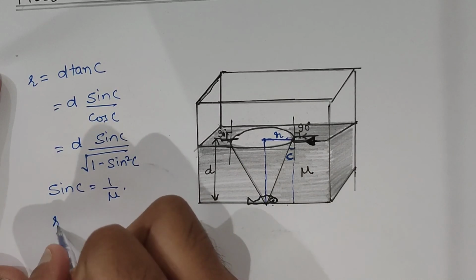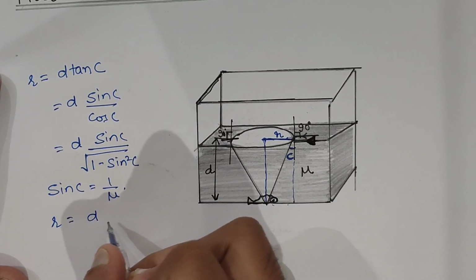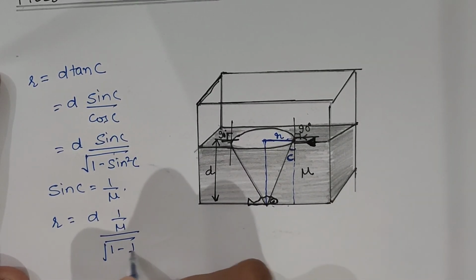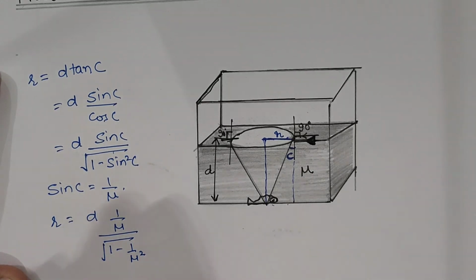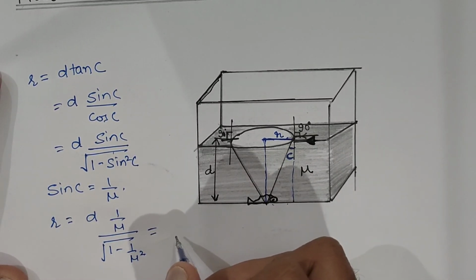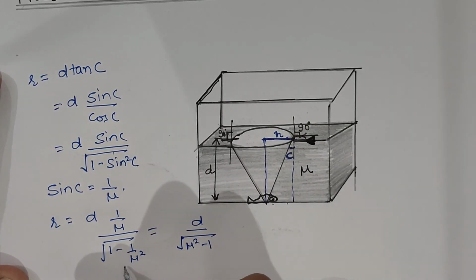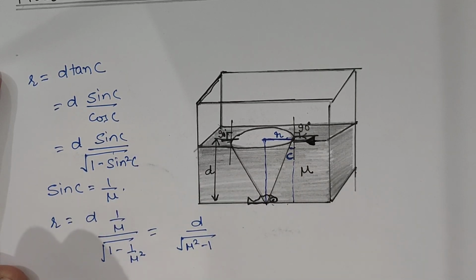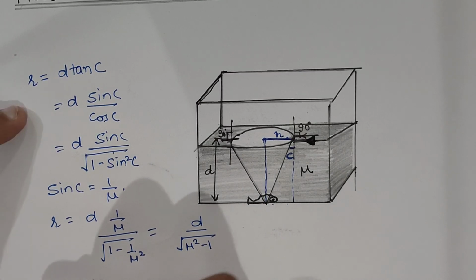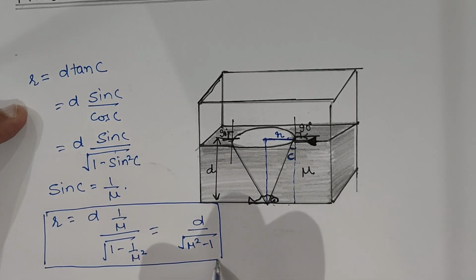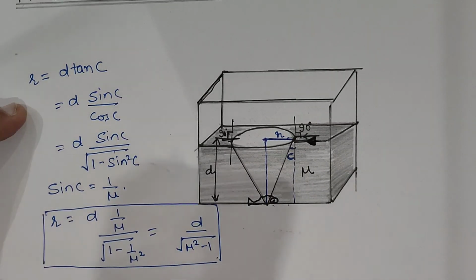So the value of r will become d times sin c, which is 1 by mu, divided by under root of 1 minus 1 by mu square. After solving, we get d divided by under root of mu square minus 1 divided by mu square. When mu square comes out, the mu terms cancel out. So this is your final result, the radius r, an important result. Clear, beta? This is the condition when the light comes from outside.